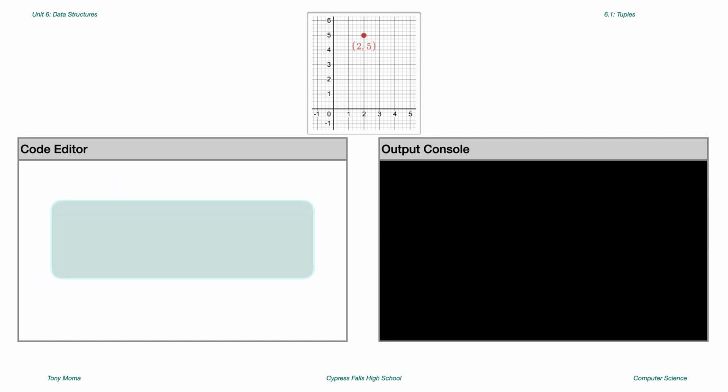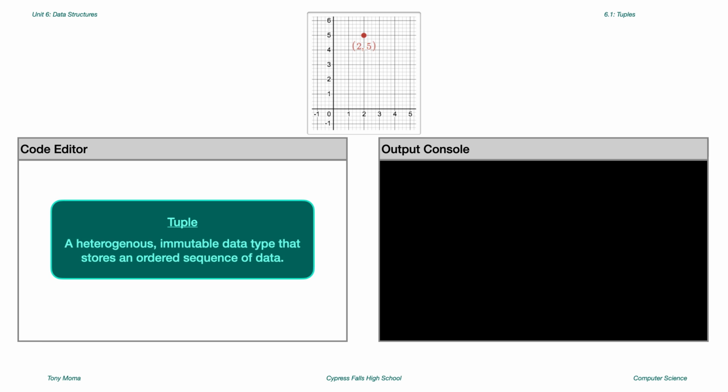In summary, what is a tuple? A tuple is a heterogeneous, immutable data type that stores an ordered sequence of data. Obviously, that's a lot to chew on, so let's break it down.